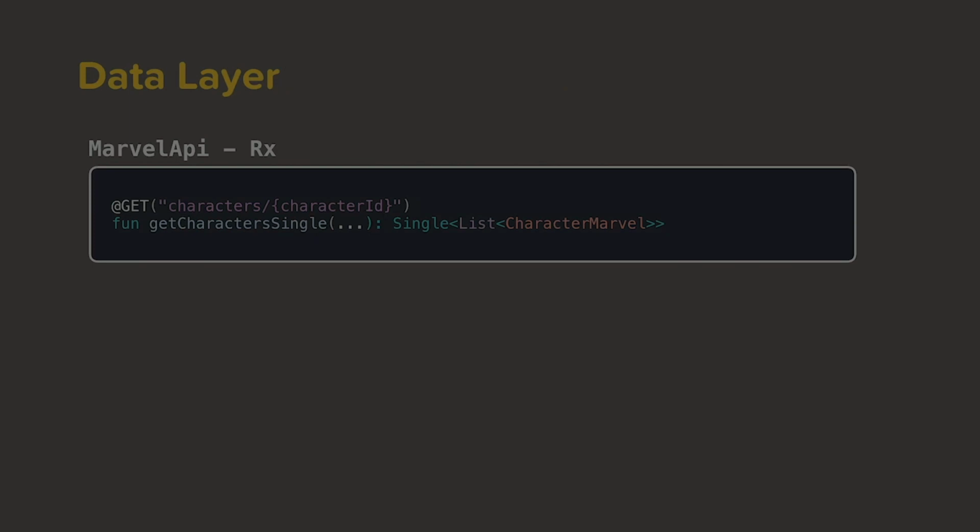So let's start with the data layer and convert. This is going to be the first interesting part. Convert this to use flow. If you remember, we had this function returning a single of list of characters. With coroutines, we can attach a suspend function over here, and because of Retrofit 2.6.0 we can do this as it is available out of the box.